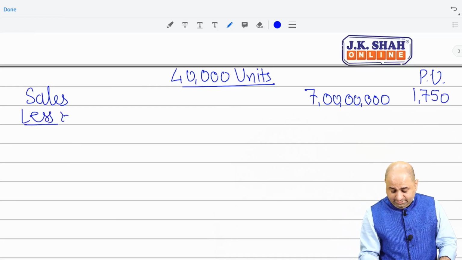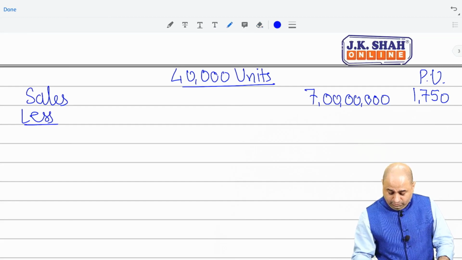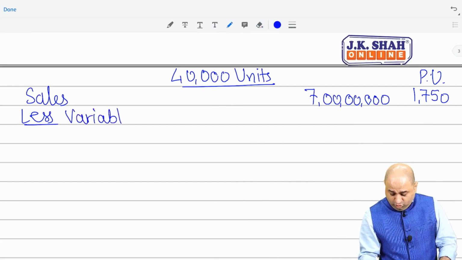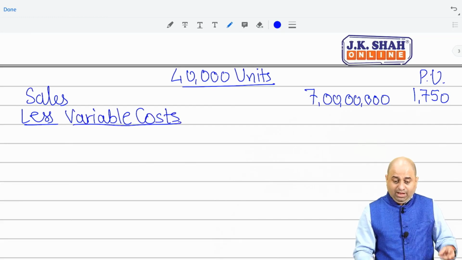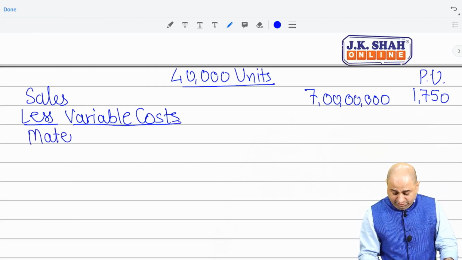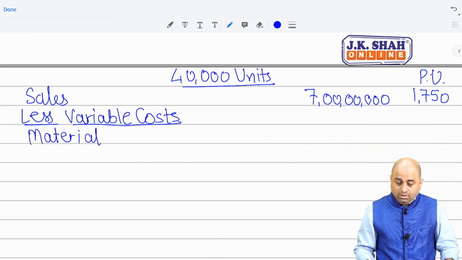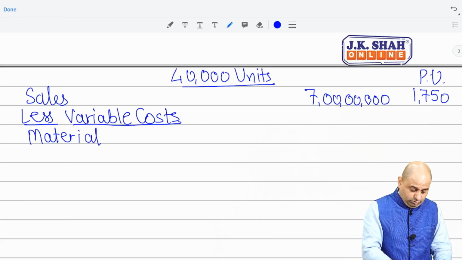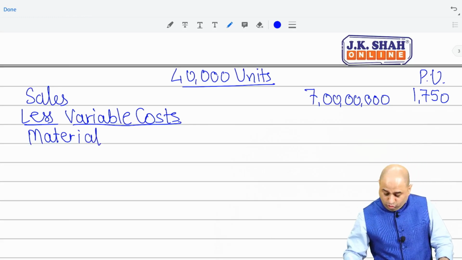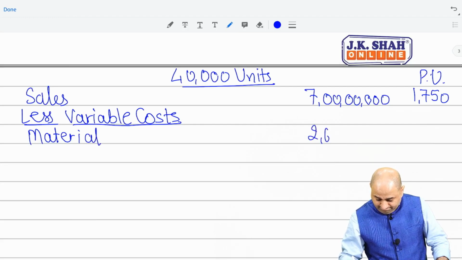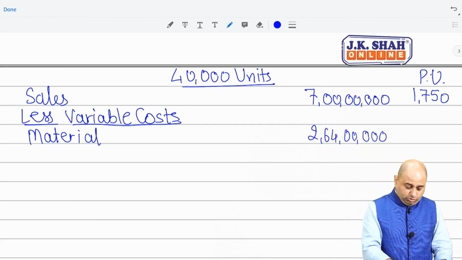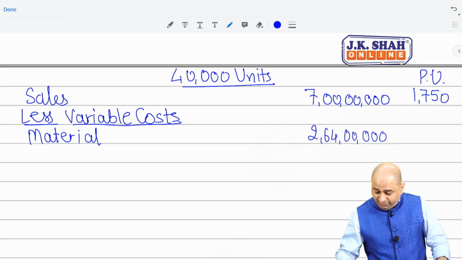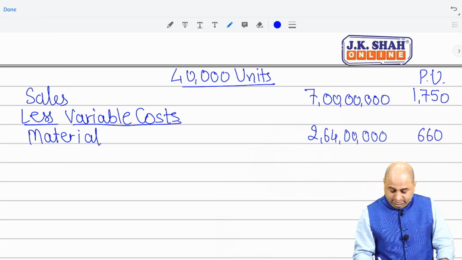Less variable costs. In variable costs you have 3, namely material, labor and direct expenses. First I'll write material, that is 264. So 2 crore 64 lakhs. Again, I'll calculate the per unit figure, 660.